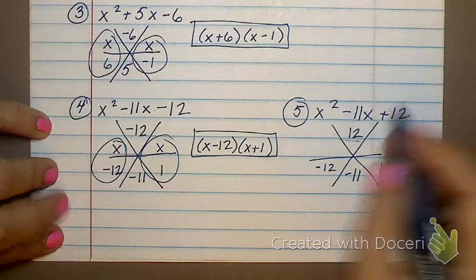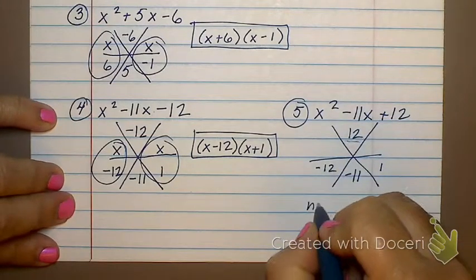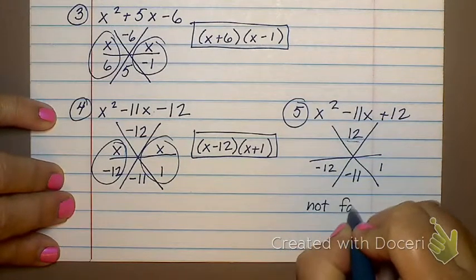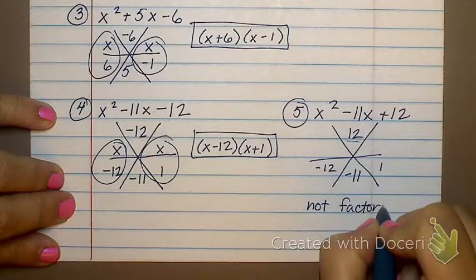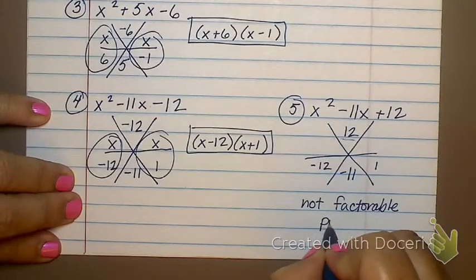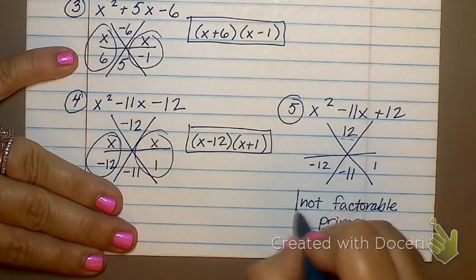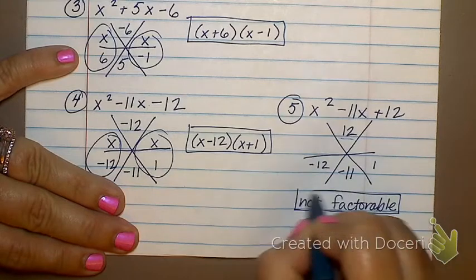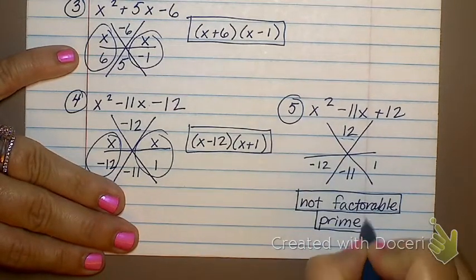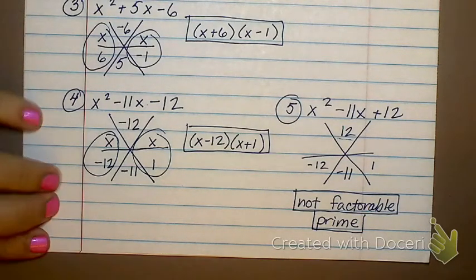Okay? So what we have here is something that is not factorable, or you could say it is prime. So you could use either one of those phrases. It is not factorable, or it is prime. Okay?